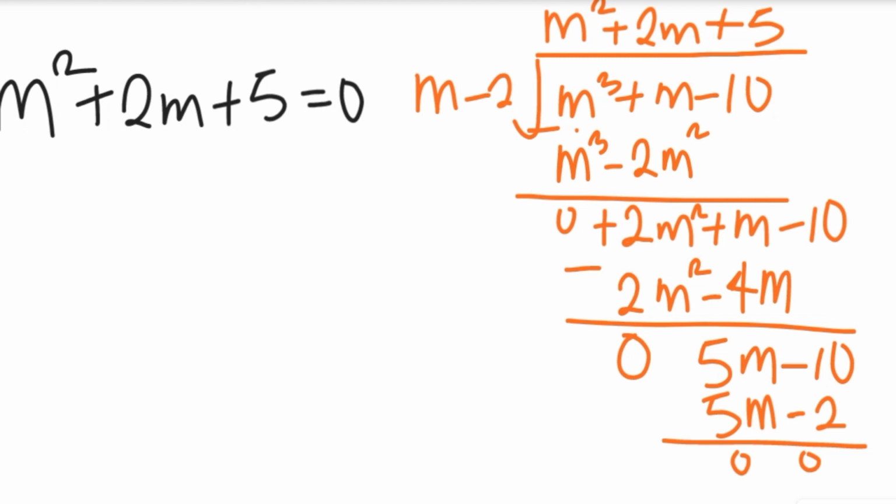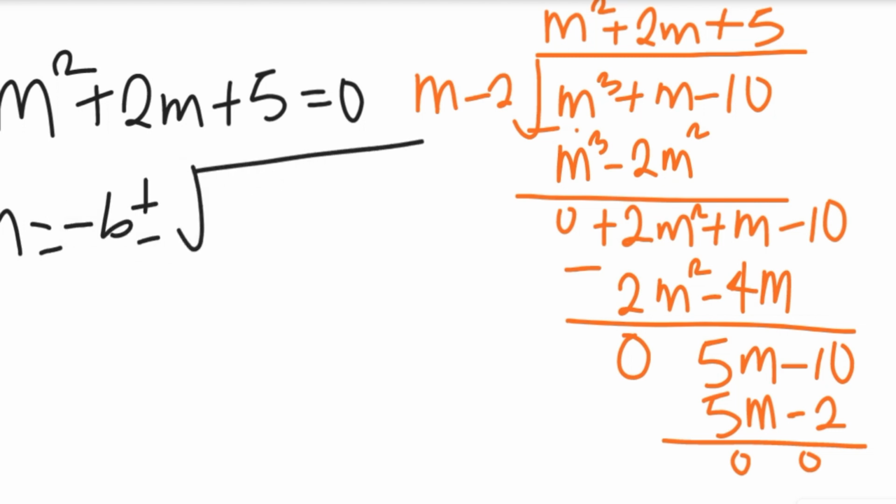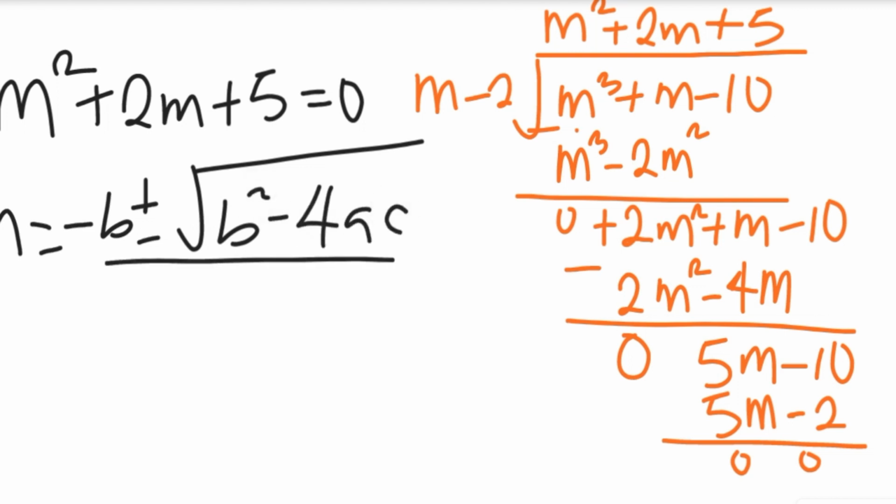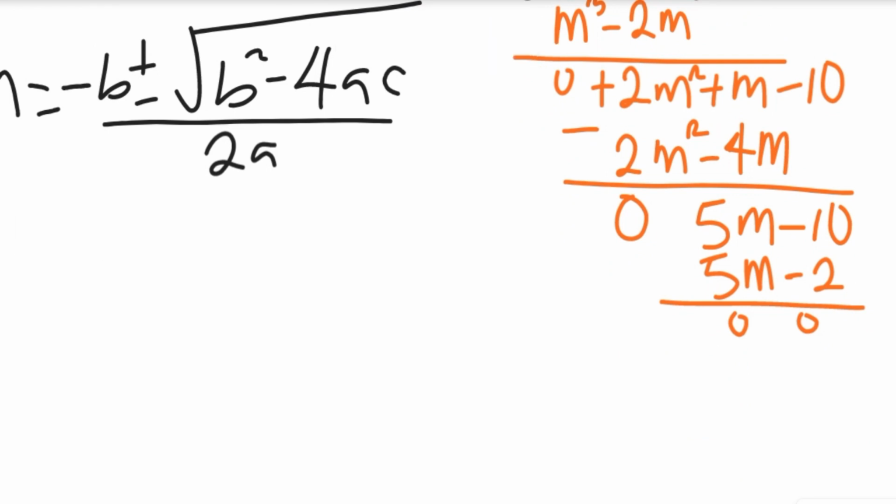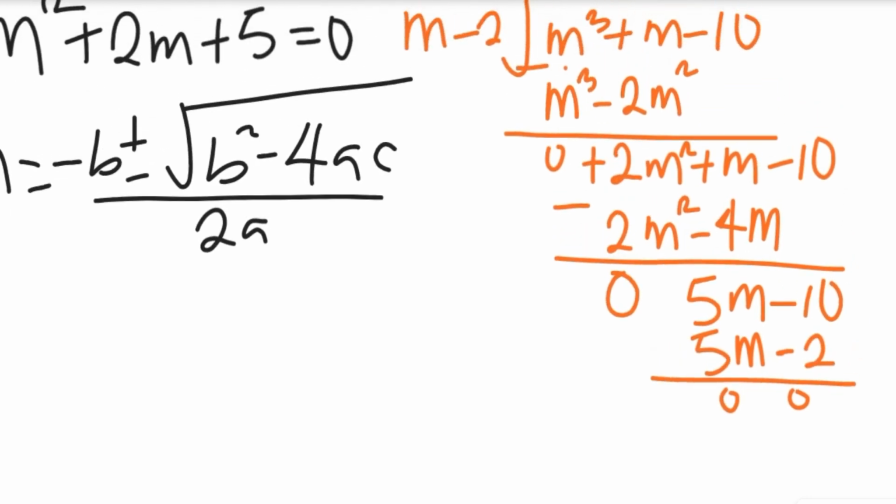If we want to use the quadratic formula, that will give us m equal to minus b plus or minus square root of b squared minus 4ac, divided by 2a. Now to solve this, we are going to find the value of all the constants. From the equation above, you'll come to see that a is equal to 1, b is equal to plus 2, and c is equal to 5.